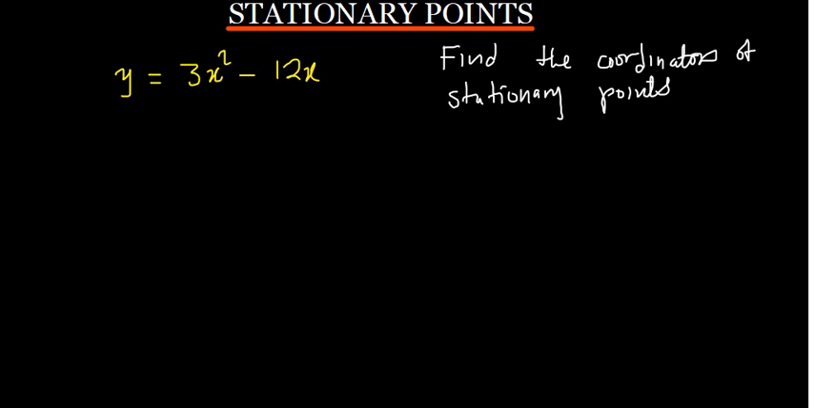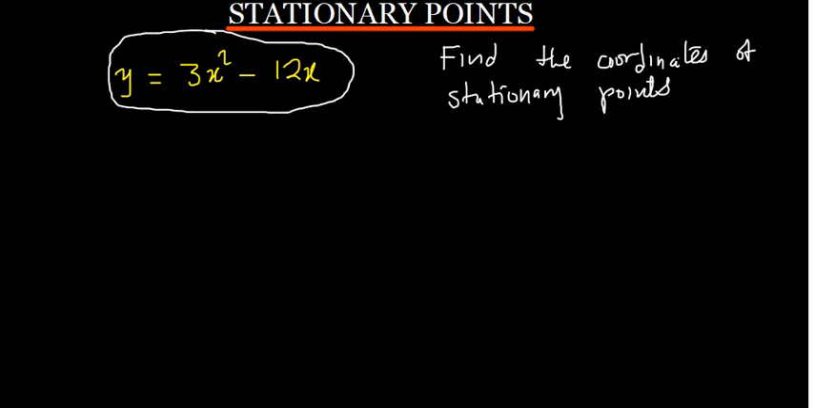Alright, so here is the question. Find the coordinates of the stationary points of this curve which we have here. Now what you need to do is find the gradient of this curve. Remember we said at the stationary points the gradient of the curve is equal to 0. So we need to find the gradient.